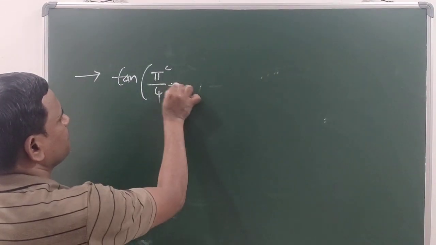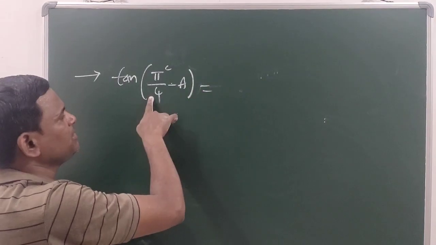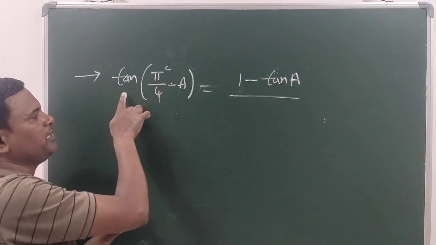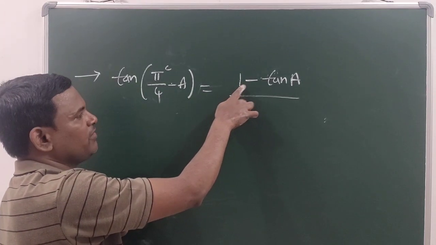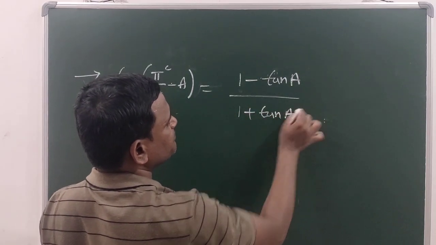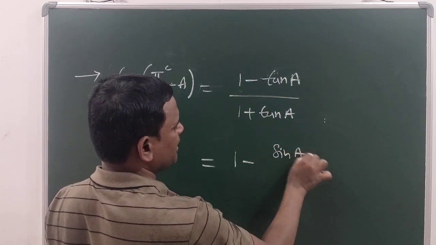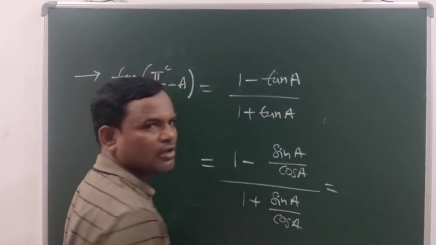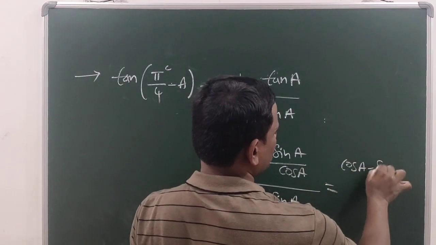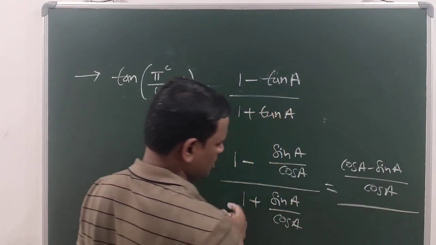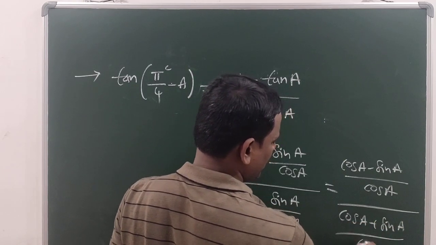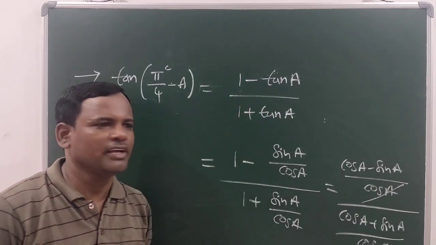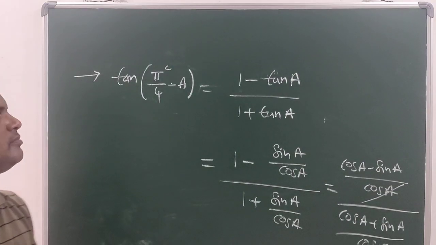Next, similarly, if minus is given, same like the previous one, tan(45 − A). Treat 45 as A and A as B. It looks like tan(A−B), which is equal to (tan 45 − tan A) by (1 + tan 45 tan A), that is 1 minus tan A by 1 plus tan A. Expressing tan A as sin A by cos A and taking cross multiplication, we get cos A minus sin A by cos A plus sin A. The cos A cancels. So tan(45 − A) equals (1 − tan A) by (1 + tan A), and (cos A − sin A) by (cos A + sin A).